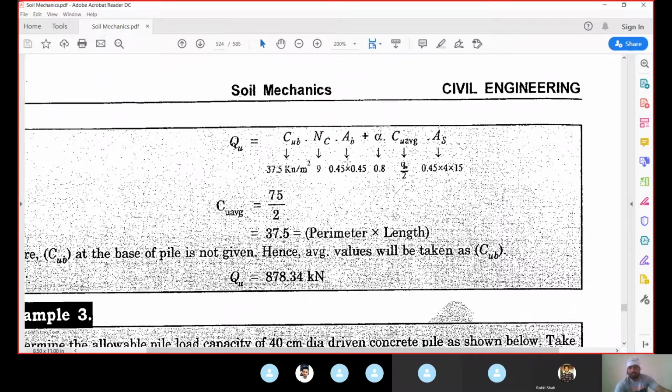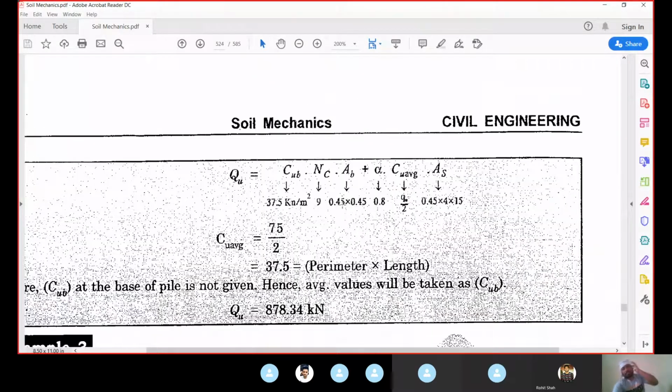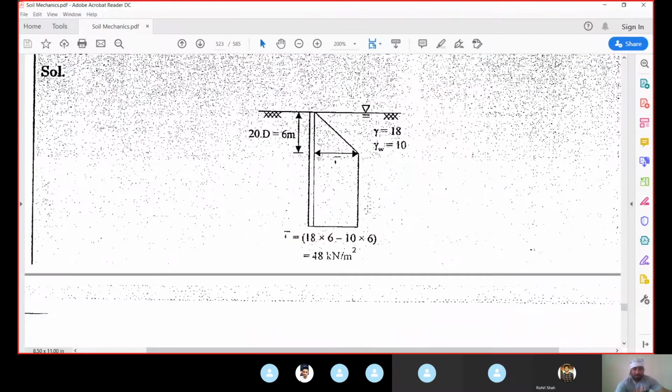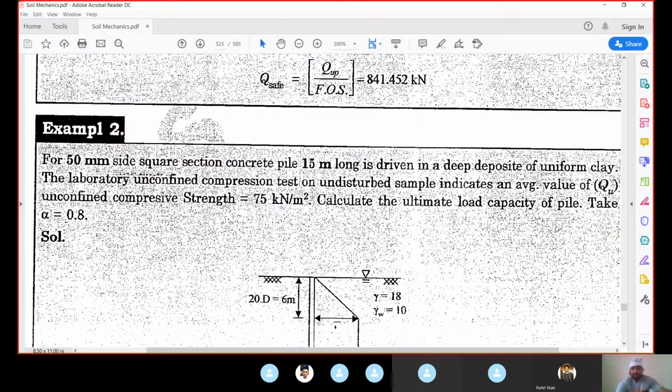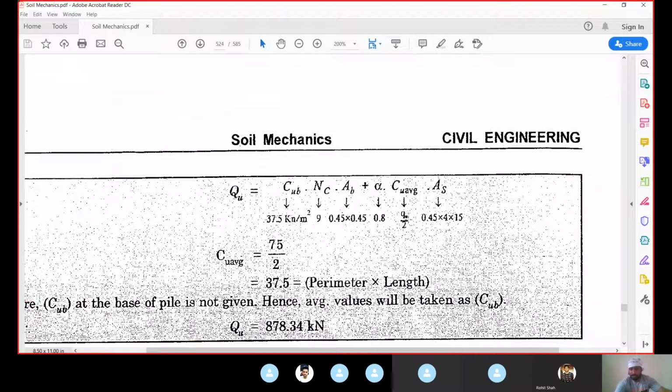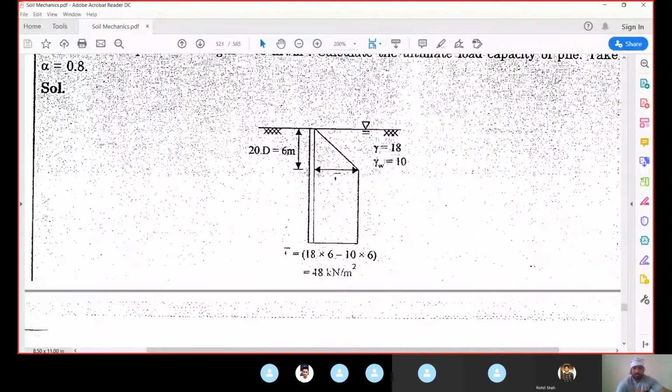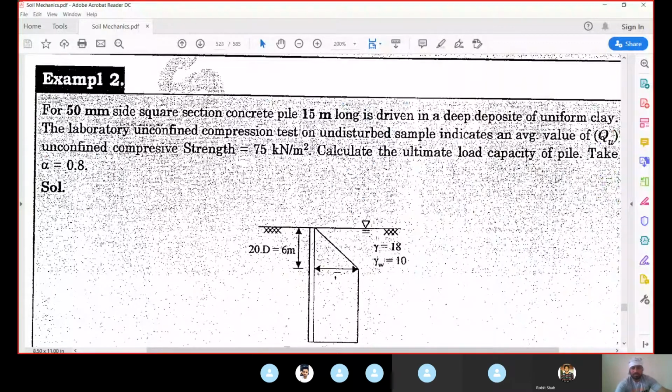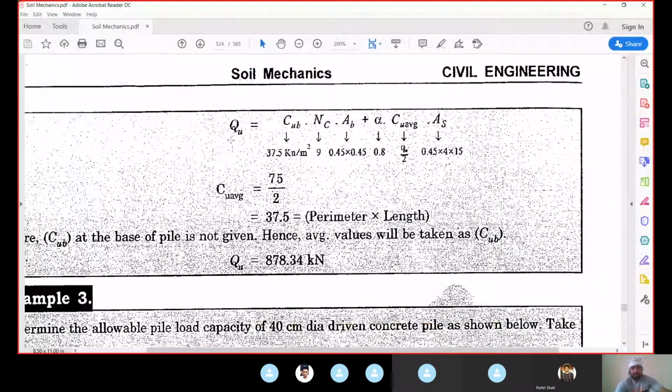Then AB, since it is a square cross-sectional area, 450 mm, not diameter, 450 mm in size. So we'll take the base area as 0.45 into 0.45. Now the adhesion factor 0.8 is given. So 0.8 multiplied by 37.5, and the surface area will be 4 times the width multiplied by the length of the pile, that is 15 meter long. So you will get Q equal to 878.34 kilonewton, right?